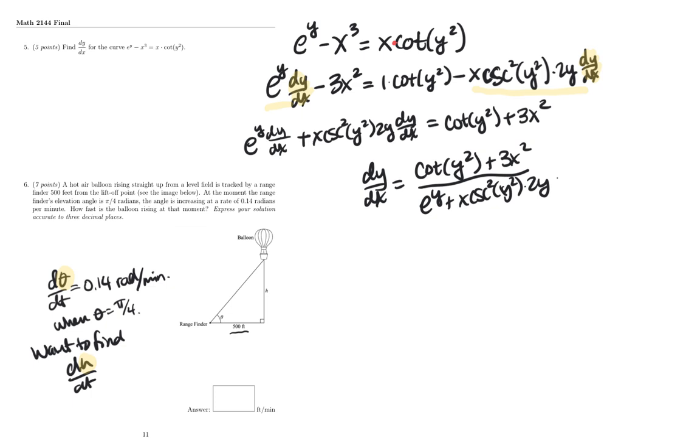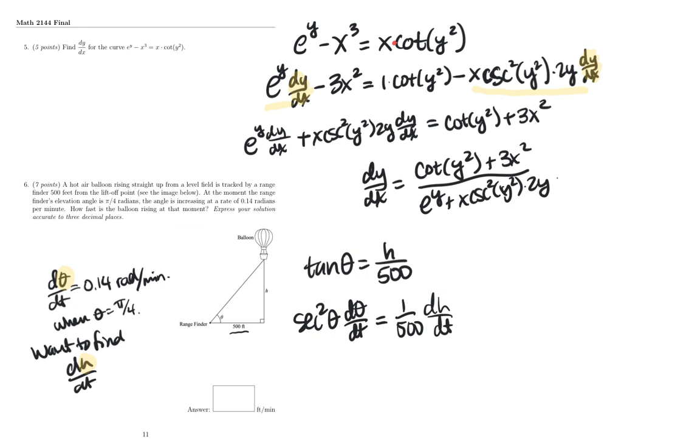So when I look back to my picture, how are h and theta related to one another? So I can see that tangent of theta is equal to h over 500. And so now I can take the derivative of that implicitly with respect to t. So the derivative of tangent is secant squared theta d theta dt is equal to 1 over 500 dH dt.